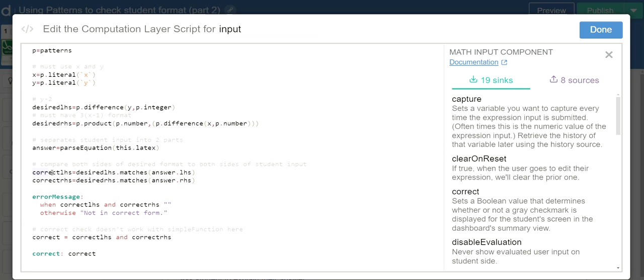We're going to have a correct left-hand side that hopefully will equal the desired left-hand side as long as it matches the answer's left-hand side. And same thing with the right-hand side, and the rest of this looks pretty much familiar as what we just saw. Notice down here, because we're asking students to type in y minus 2, I can't use a simple function to check for correctness. So I can't check the numeric validity of what they're typing in. All we can do is check their form.